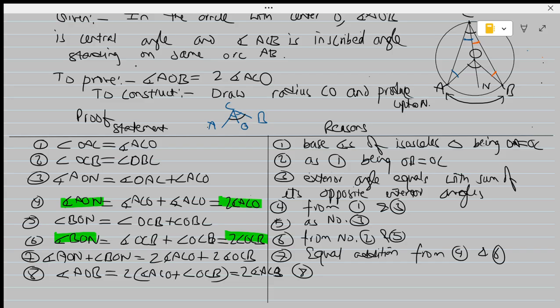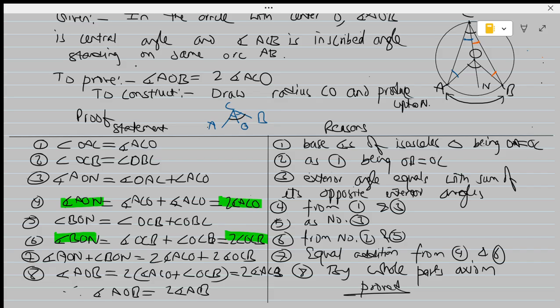If portions you add, or parts you add into the whole, then you give the reason what? Whole part section. By, sorry, by whole parts section. So this way we got here angle AOB is twice the angle ACB, which is: central angle is double of inscribed angle standing on the same arc, that we got proved. So we say here this is proved.